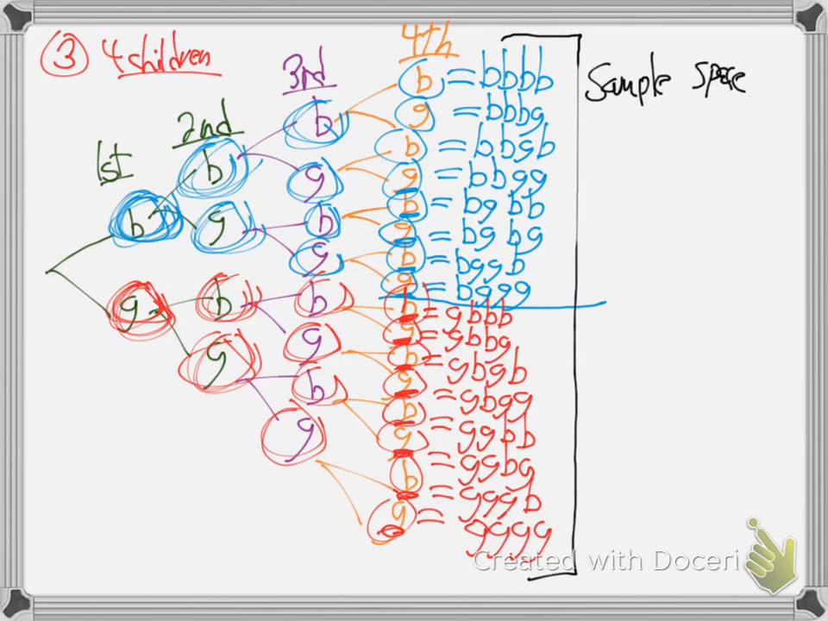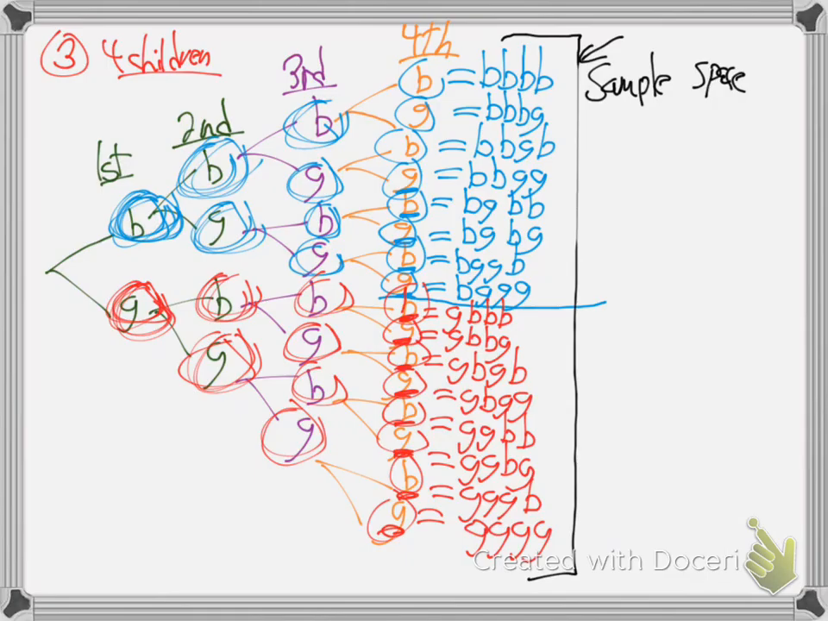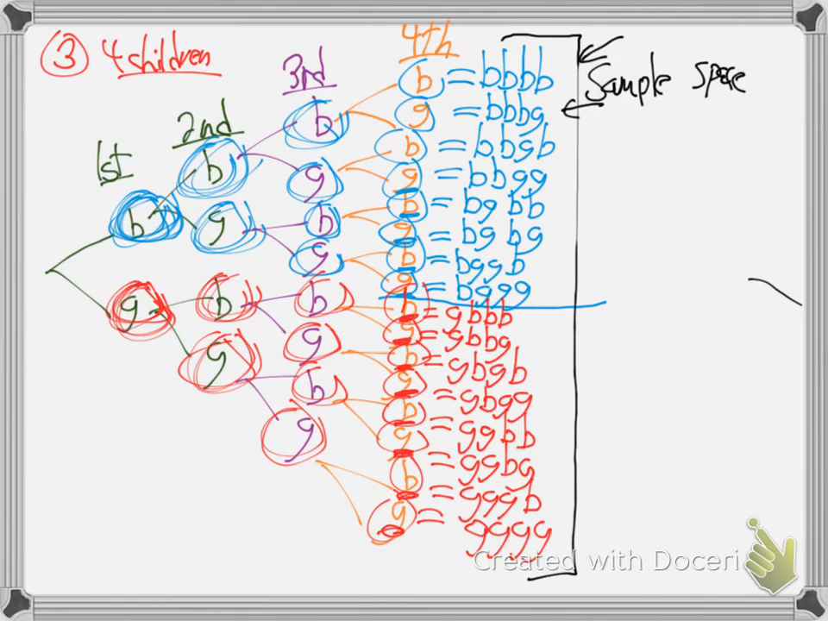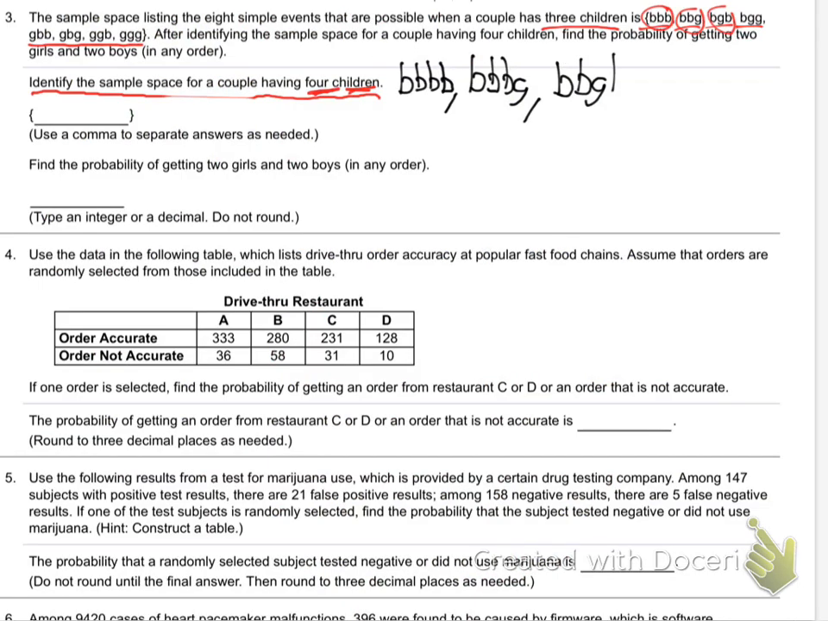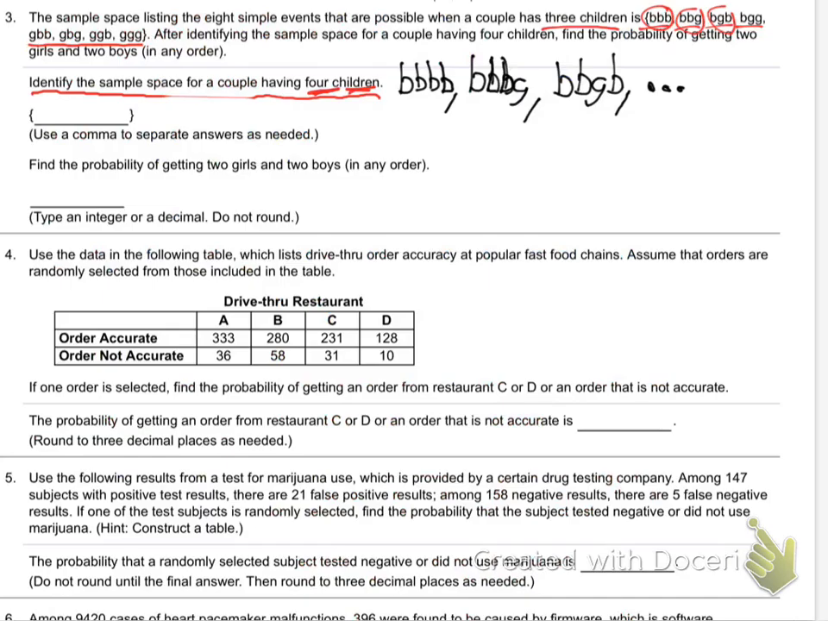So in other words, what they want you to type in for the answer for number 3 is all those things separated by commas. You want to start with the first one, the 4 B's, comma, the next one, 3 B's and a G, comma, the next one, BBGB. Next, I'll just go dot, dot, dot. They just want you to type all of those in one at a time, that whole sample space, that whole list.